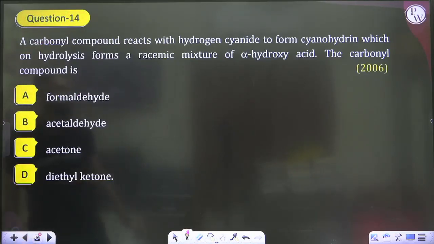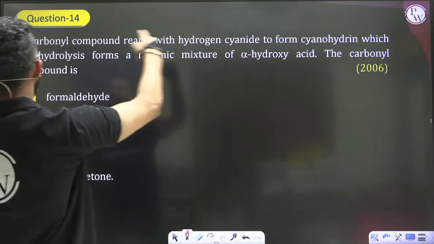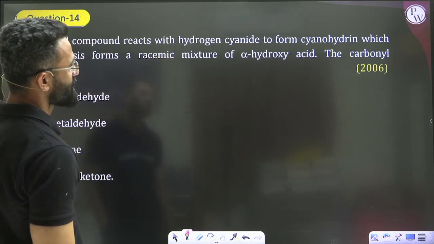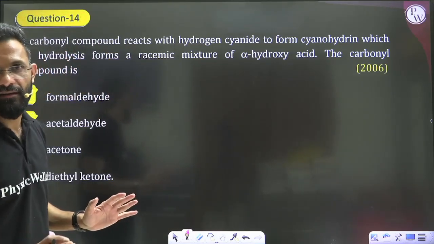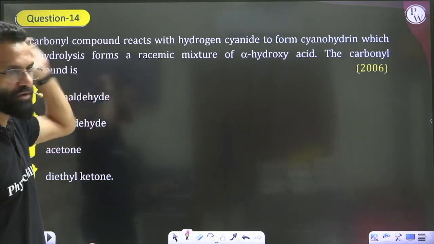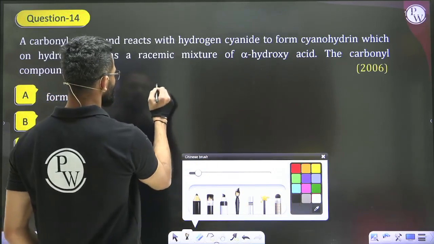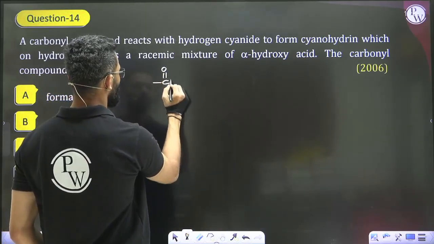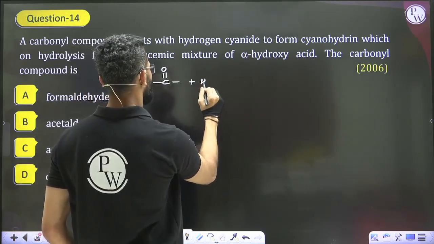Next question, dear students. A carbonyl compound reacts with hydrogen cyanide to form a cyanohydrin, which on hydrolysis forms a racemic mixture of alpha hydroxy acid. The carbonyl compound is... okay, hold on. First of all, we need to recognize what reaction that is. Let's take a general substrate here. Let's say we have C double bond O. We don't know what valencies these are, but we are treating this with HCN.